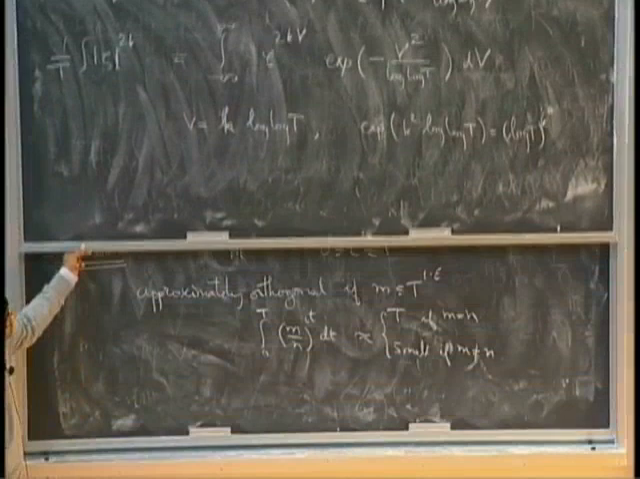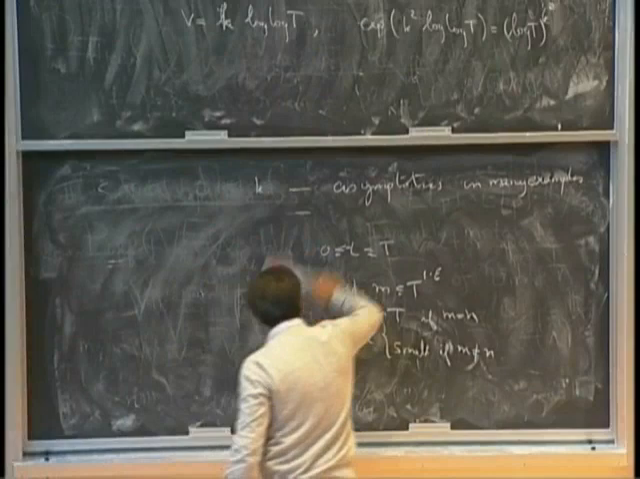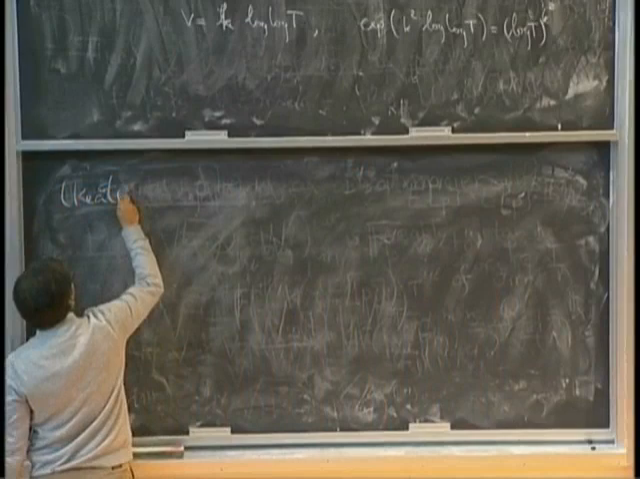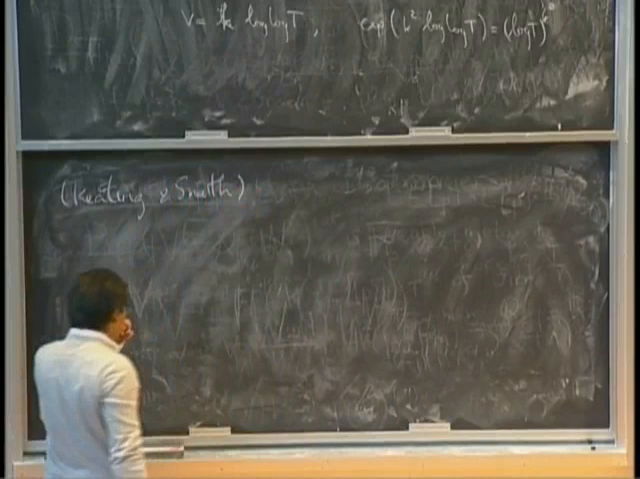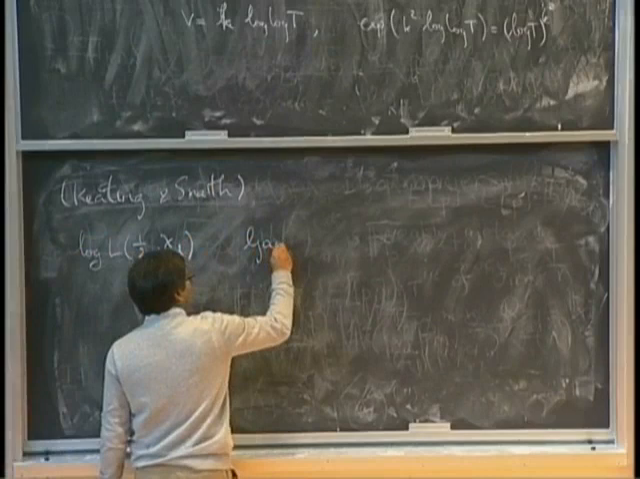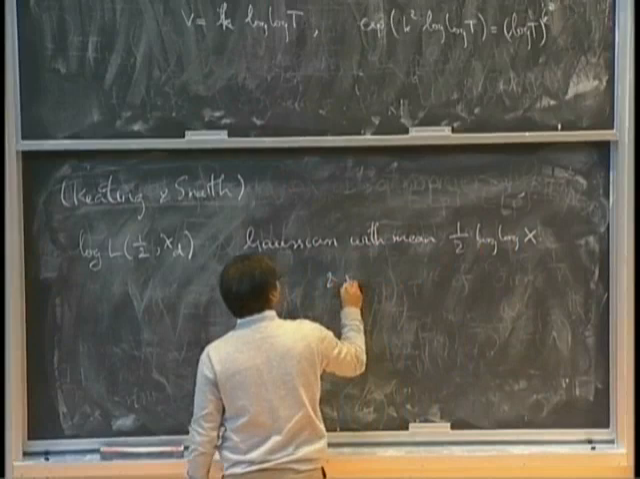And this feature actually happens for all families of L functions, although we don't have an analog of Selberg's theorem in general. So here are some conjectures which are due to Keating and Snaith first, I think. They say, for example, if you look at the distribution of values of log L half chi d, then this should be a Gaussian with mean half log log x and variance log log x.